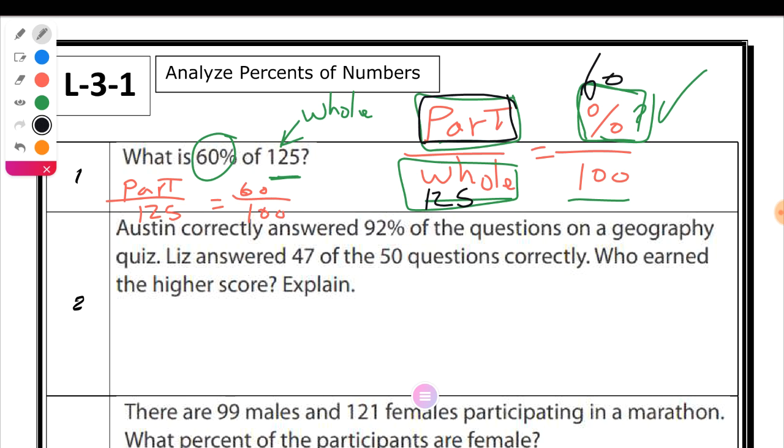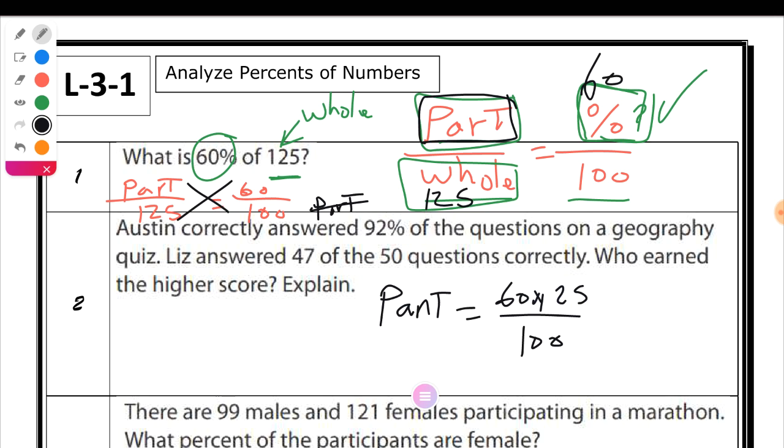And we can make cross multiplication to find the part. The number with the part is always in the denominator, so part equals 100 down, and 60 up, 60 multiplied by 125. After simplifying and multiplying, it will become 75 as we solved the first time.